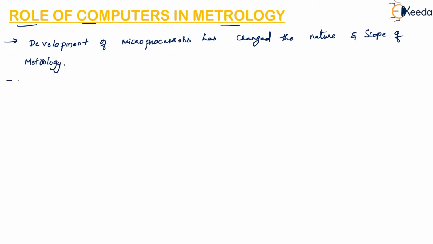A microprocessor is nothing but a computer on a chip, in simple words. So, it has brought a great revolution.